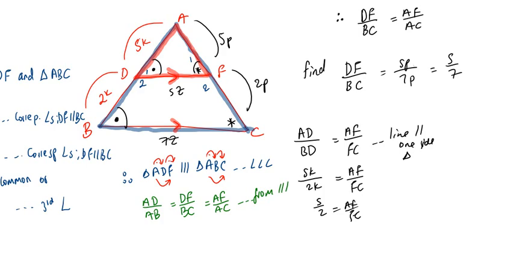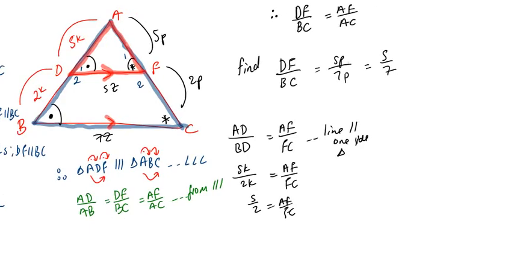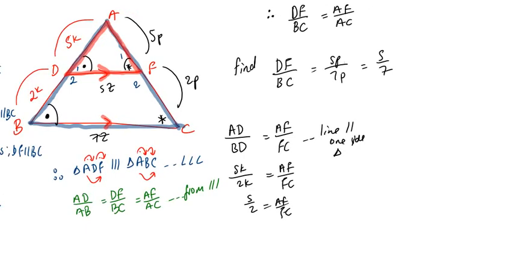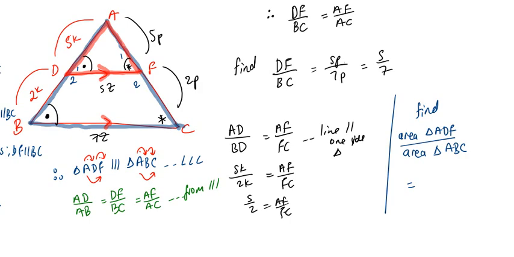Now let me also leave you with this question. I want to see if you still remember. What if I said to you, find for me the area of triangle ADF over the area of triangle ABC? How would you do this, guys? Is there anyone for me?